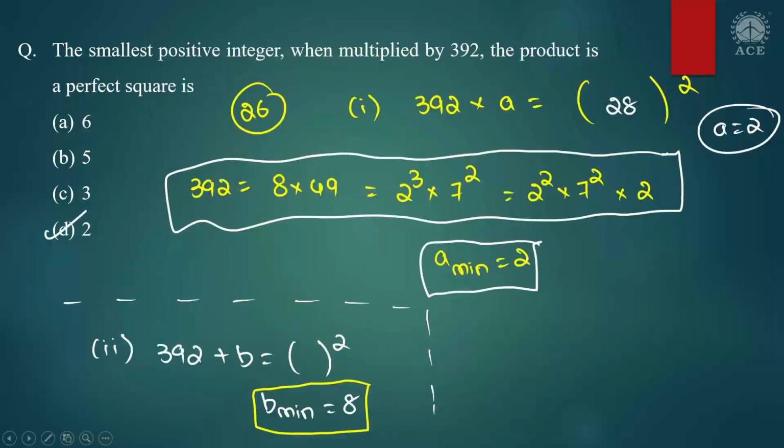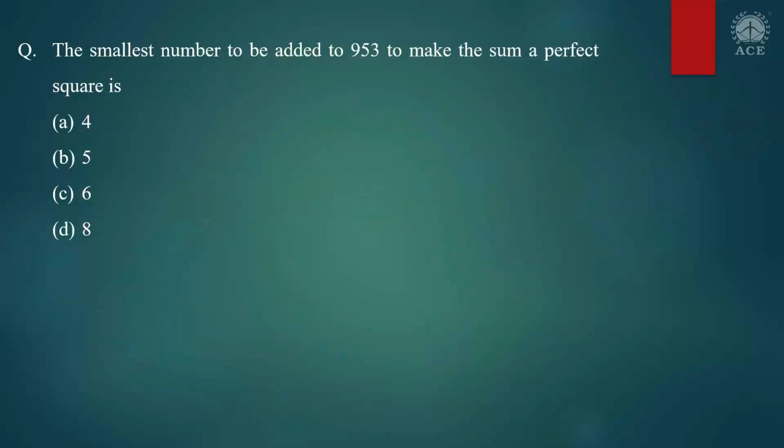Now next question. This is okay. Now next one also, added. Here I have given that added question with a slight change. Series 1: 953. What number is to be added so that it becomes a perfect square? For 953, how much is to be added so that it becomes a perfect square?